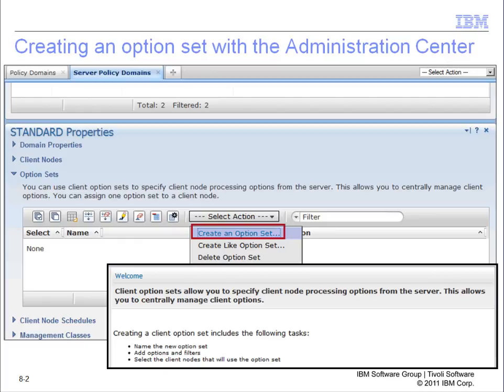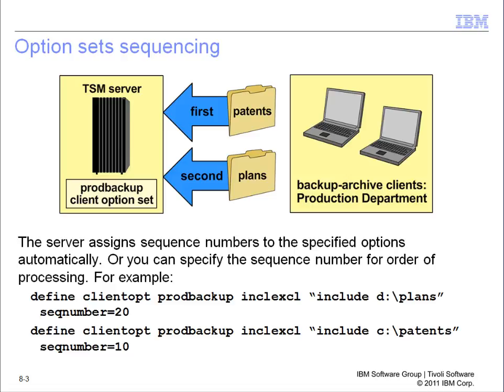Now, creating an option set is under the Policy Domains tab. What you'll do is open your Policy Domains tab, select the domain name you're going to be working with. By default, that would be standard. Click the name of the domain, and it opens your Properties page. Then just open the little triangle twisty next to Option Sets. Select Action, Create an Option Set.